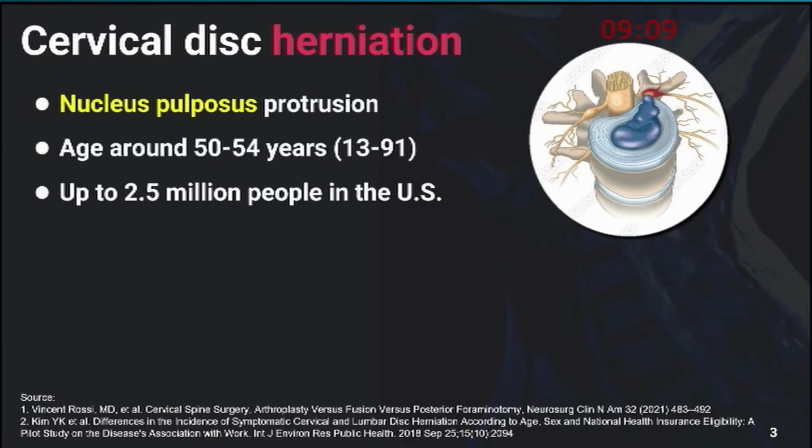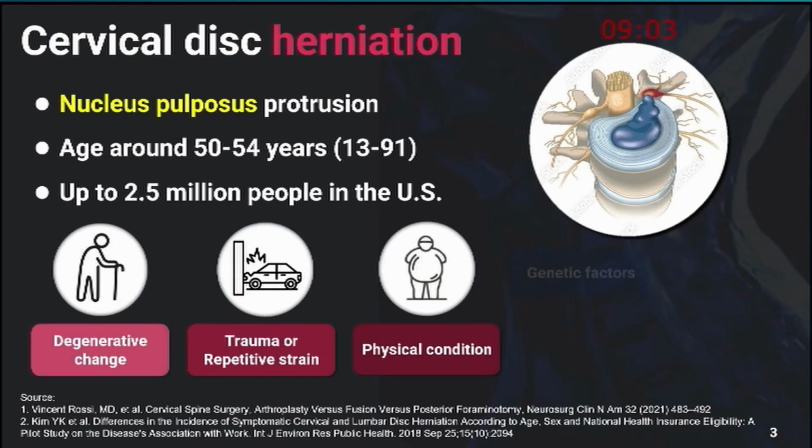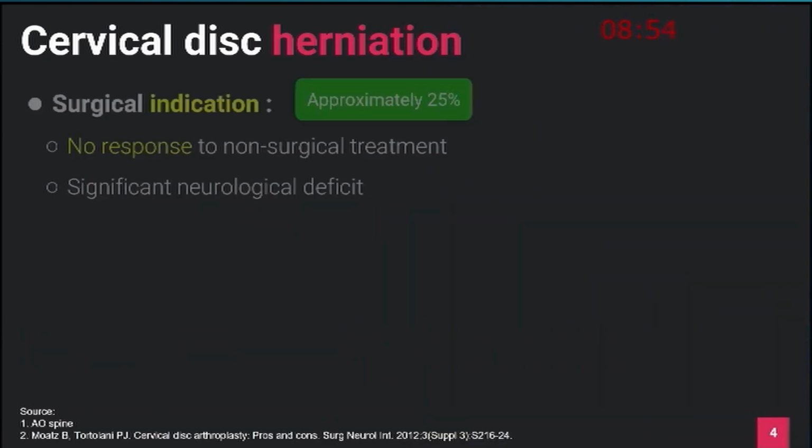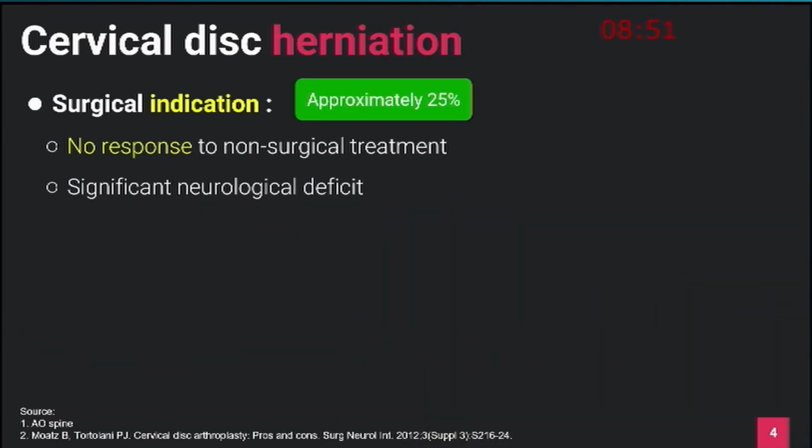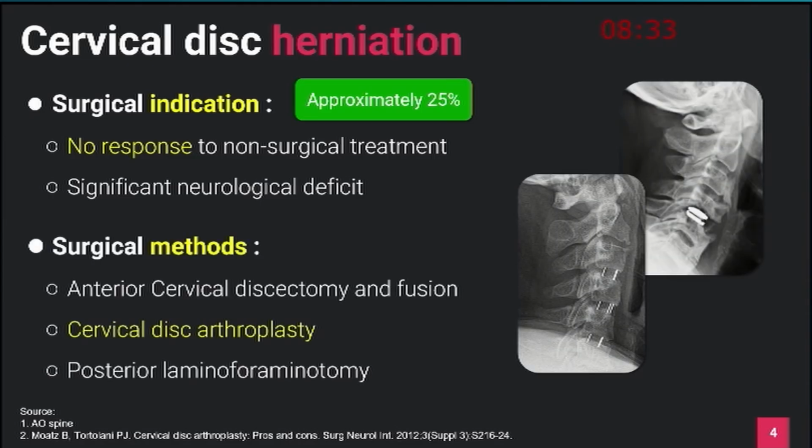Cervical disc herniation, which is caused by nucleus pulposus protrusion, may be caused by degenerative change, trauma, physical conditions such as obesity, genetic factors, or abnormal structures. We often do non-surgical treatment as the first line of treatment, such as traction, physical therapies, or pharmacotherapies. But if there is no response to non-surgical treatment, or there is severe neurological deficit, surgical intervention may be necessary, such as ACDF, CDA, and posterior laminoforaminotomy.